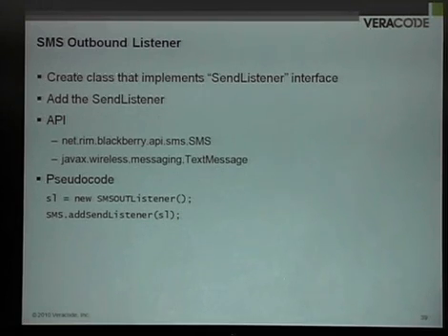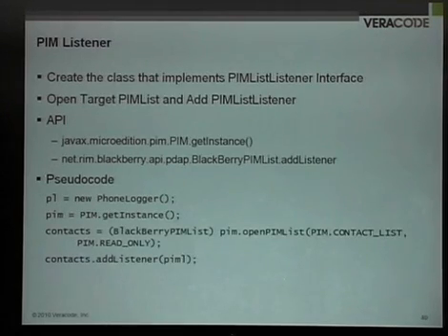So here we have the SMS outbound listener. It creates a class that implements, again, the send listener interface. We add the send listener. And then once the send listener is added, every time the specific event that we're interested in, in this case the outbound SMS, occurs, we can trap that and send it to the exfiltration method.